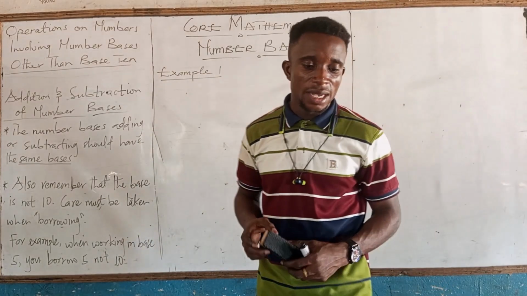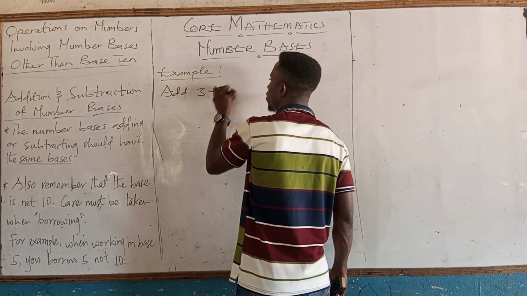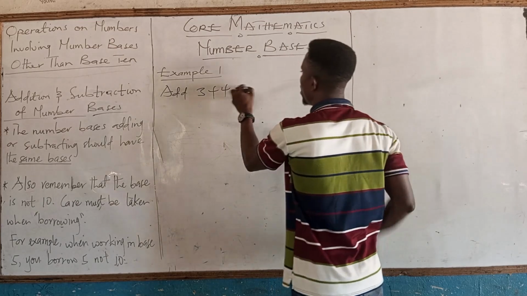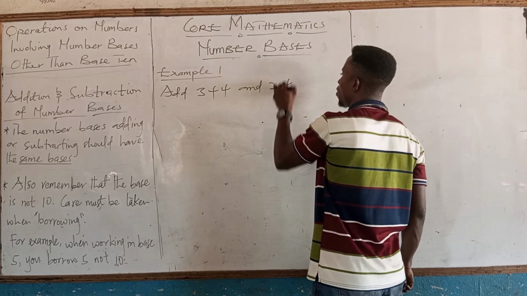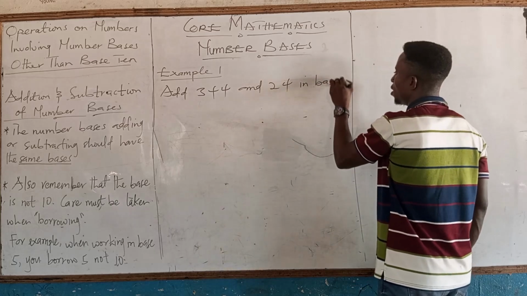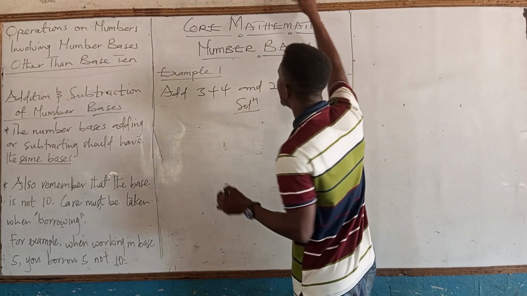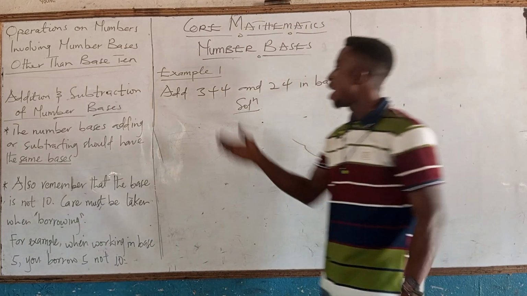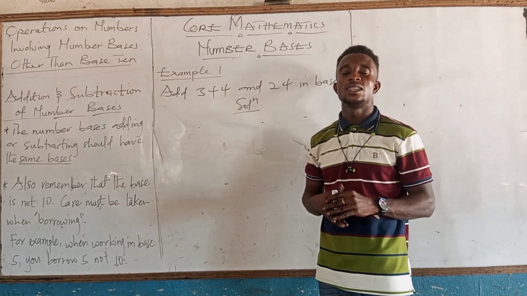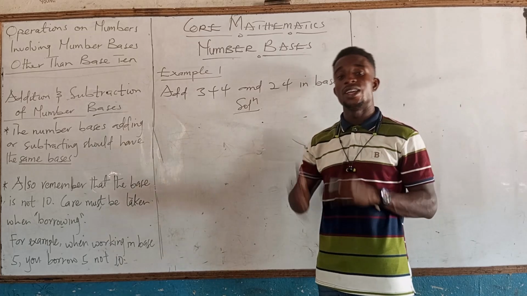So the first example says 344 and 24 in base 5. So I put my solution. Then let's start. So we are adding this and that. And whenever it is given, the simplest way to add this is to use the vertical way. Are we getting that?